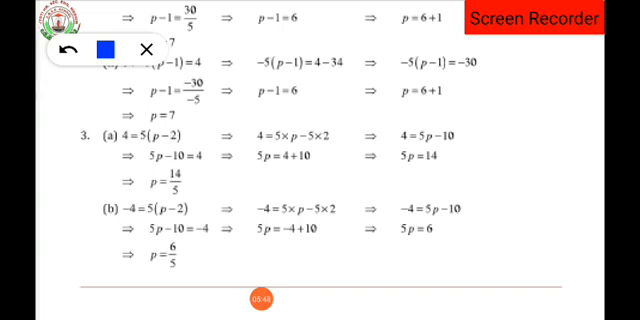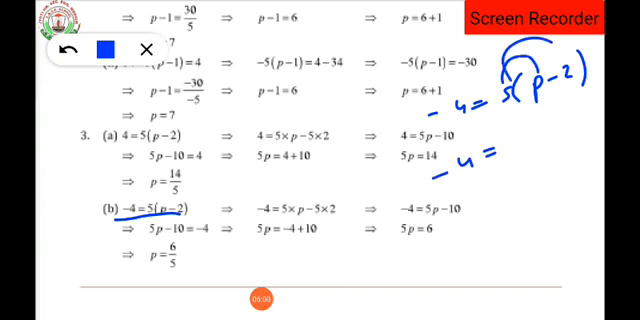In the B part of the question, the question is: minus 4 is equals to 5 into p minus 2. So minus 4 is equals to 5 into p minus 2. We will multiply inside the bracket, so it will become 5p minus 10, because 5 into 2 is 10, and 5p.